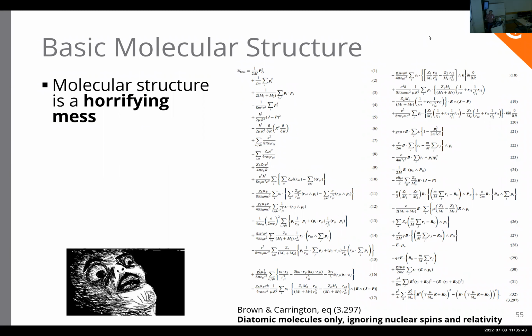Molecular structure is shockingly complicated. This is from a book that I like to show people if I want to scare them away from using molecules, because equation 3.297 has 32 subparts because it was too long to fit on one line. This is the Hamiltonian of a diatomic molecule with no nuclear spins and ignoring relativistic effects. So in other words, this is the Hamiltonian for a simple model non-existing molecule. It's just like a joke. The whole book is like this. It's a really good book. I love this book. It's on my desk, but you've got to know what you're getting into.